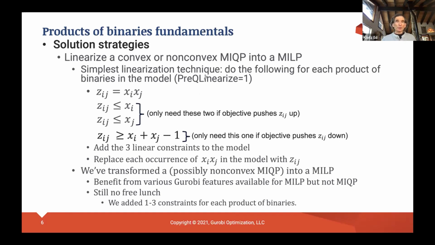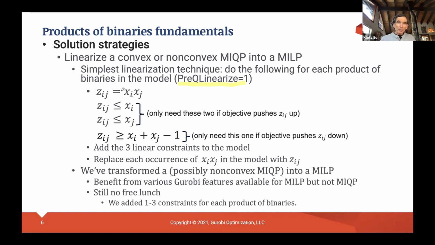Another solution strategy we can use here, though, involves instead linearizing our problem from a convex or non-convex MIQP into a regular MILP. Let's start with the simplest linearization technique, which more or less corresponds to what Gurobi does when you set its pre-Q linearized parameter to 1.